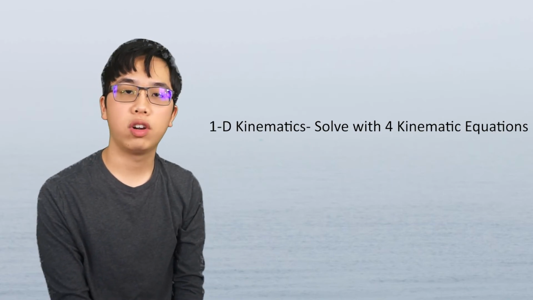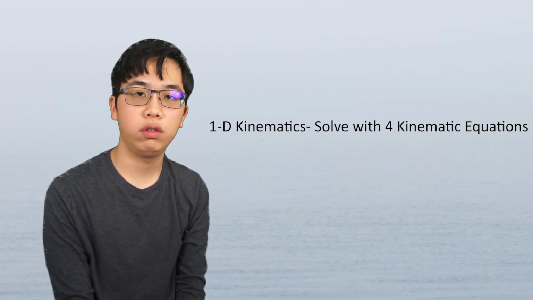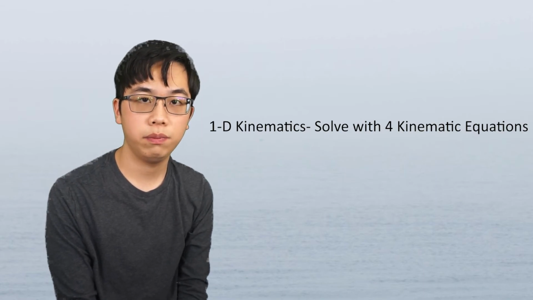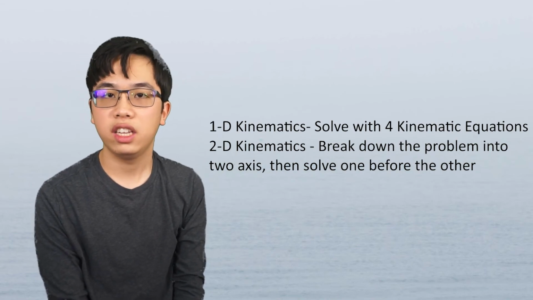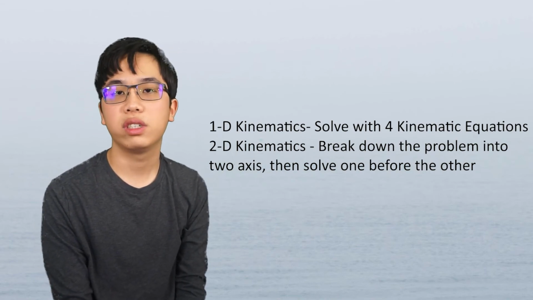Let's summarize. For one-dimensional kinematics, apply the four kinematics equations. These will solve most of the problems that you will ever see in AP Physics 1 regarding one-dimensional kinematics. For two-dimensional kinematics, break down the problem into two axes, and then using one-dimensional kinematics, solve for each axis one by one.